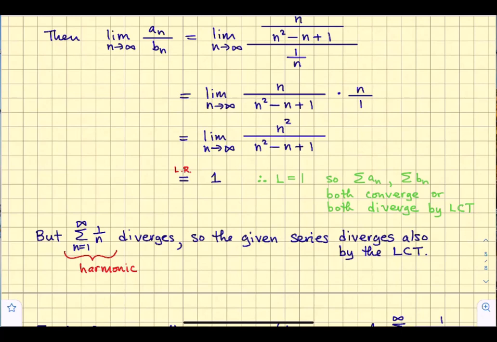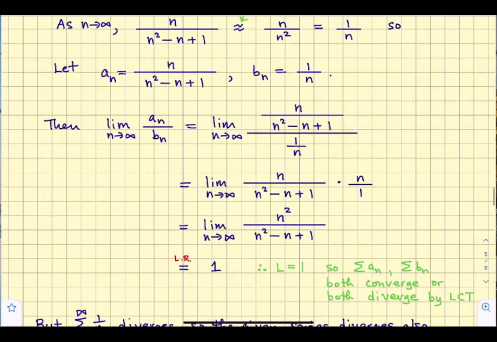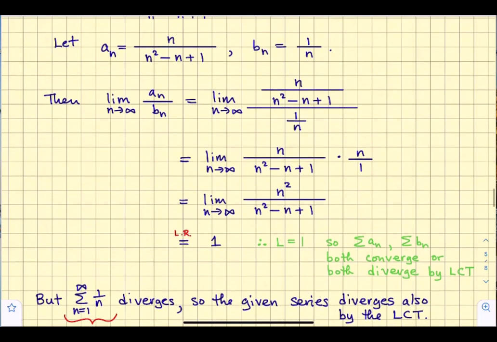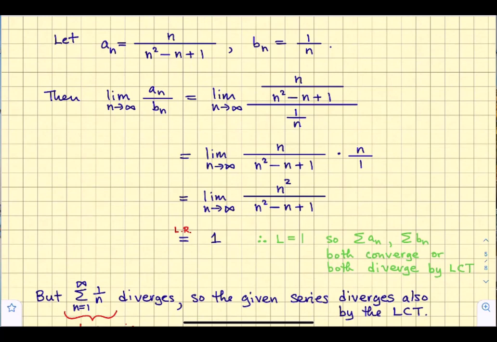So it is important, when you pick your b sub n, that it be something you have a feel for, whether it converges or diverges. If you pick a b sub n that's so complicated that you're not sure if it converges or diverges, and then you have to use another test, you're picking a b sub n that's too complicated, and it's not super helpful.